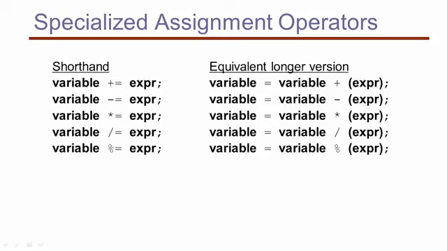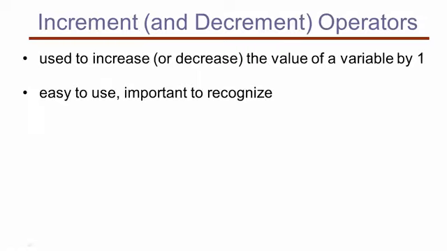This can be done with all 5 mathematical operators. Note that the expression on the right-hand side of the specialized operator is fully evaluated before the specialized operator is performed. This is important if the expression on the right-hand side has lower precedence operators than the specialized operator. Another common operation is to increment or decrement a variable by 1, and Java provides special operators for this.